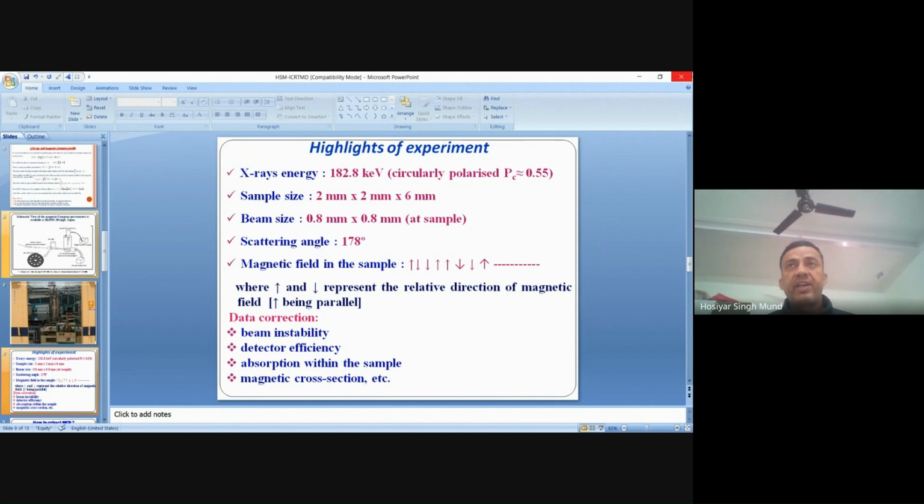It means the scattering is nearly back scattering, and the applied magnetic field changes within 1 second. That means parallel and anti-parallel orientation of the magnetic field is applied on the sample. So we can measure the majority and minority spin electronic behavior of the system. After taking the data, we applied some data corrections to get the magnetic component profile data. These corrections are beam instability correction, detector efficiency correction, absorption within the sample, magnetic cross section, etc.